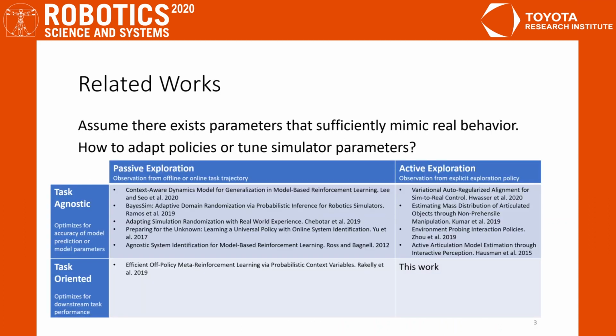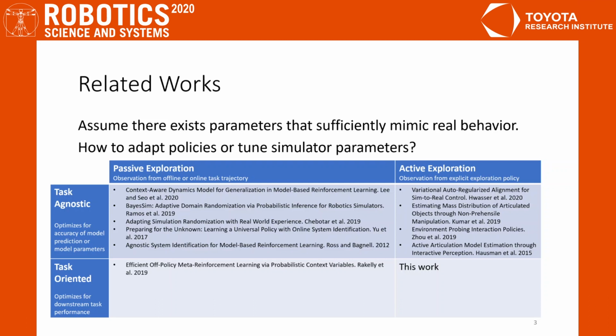So in related works, we often assume that there exist parameters that sufficiently mimic real-world behavior. What this means is that there are some parameters that we can set our simulator to use, such that the policy trained on these parameters, or a policy planned with these parameters, could perform the tasks successfully in the real world. So the question is, how do we adapt policies or tune simulator parameters?